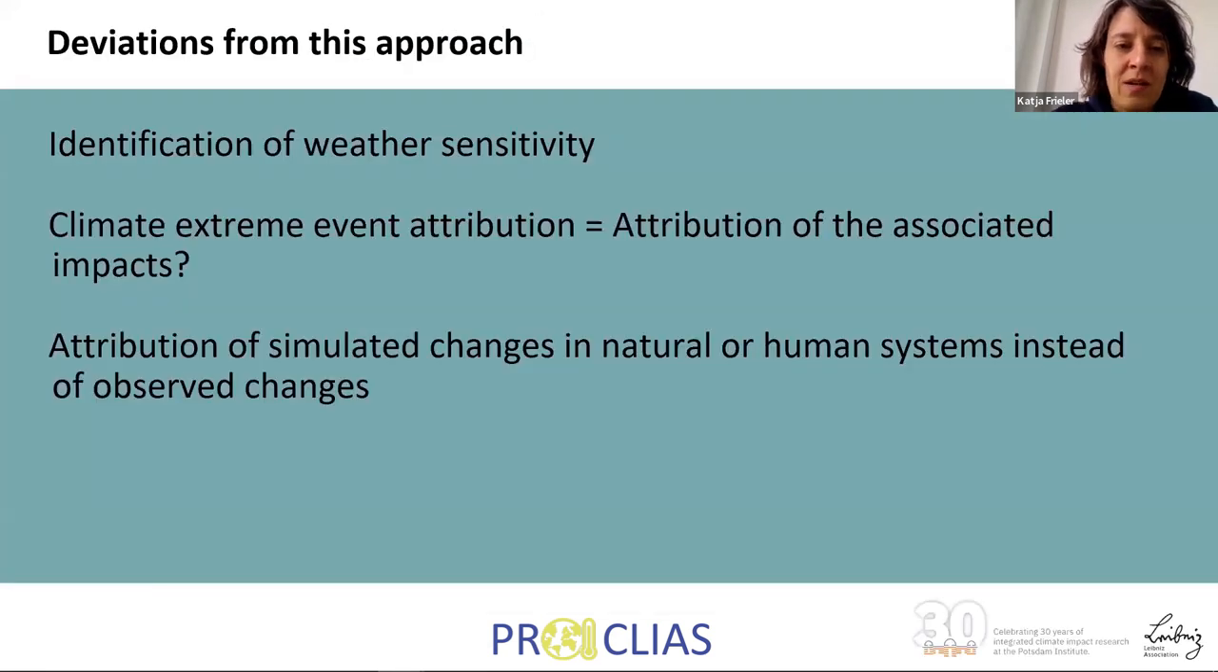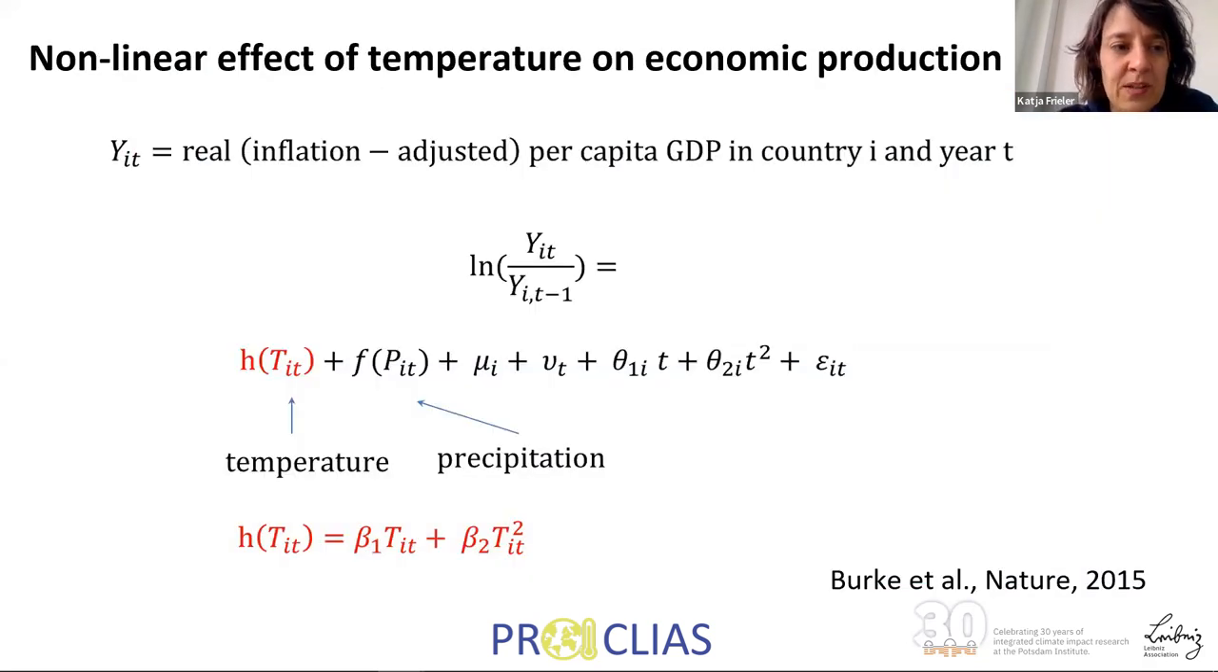But often the literature does something slightly different, and here I just want to go through different approaches that we noticed when collecting the information for the IPCC report. The first one is the identification of weather sensitivity, and here I want to give two examples. The first one is a quite prominent paper by Burke et al. that appeared in 2015, where they analyzed the effect of national temperature fluctuations on national GDP. Here Y is the GDP in country i and year t.